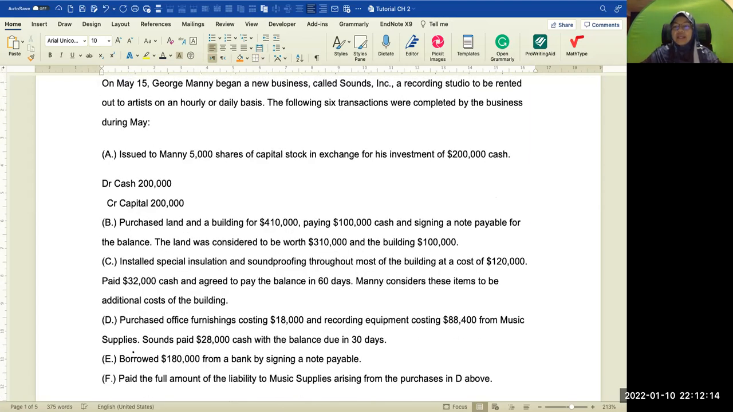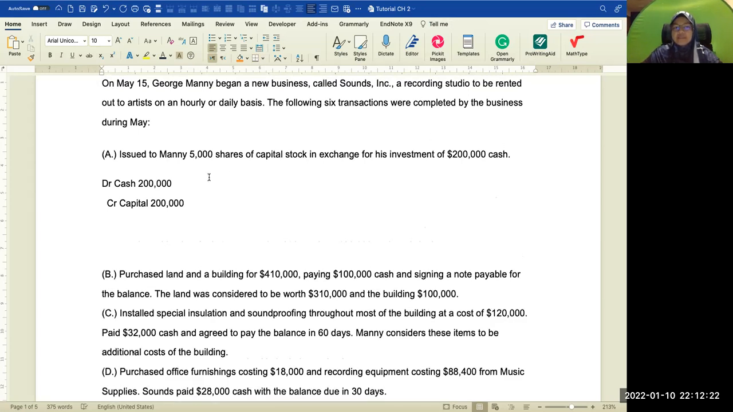How many T accounts are you going to open up for this? Right now we will have 2. One is the account for cash, the other one is the capital. So you're going to debit your cash account, you're going to credit your capital account. Right? So that's how it works.